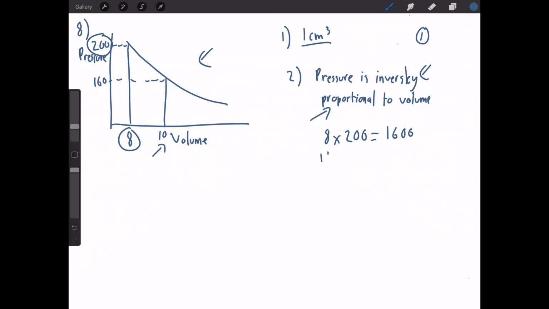I'm going to do 10 times 160. And that also equals 1600. And the fact that these two numbers are the same proves an inverse relationship. If you don't know how to do that, then you'll have no chance, but hopefully that will give you some clue if this question comes up again. Right, the next bit, part 3: explain why the pressure in the gas increases as the gas is compressed.